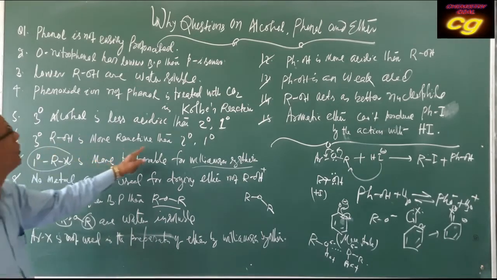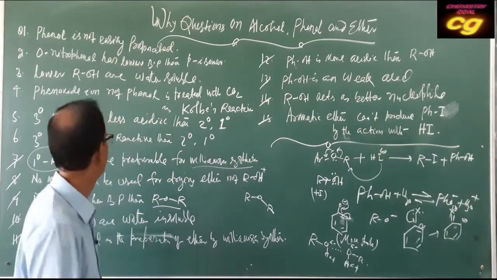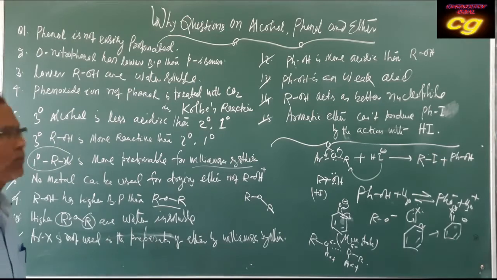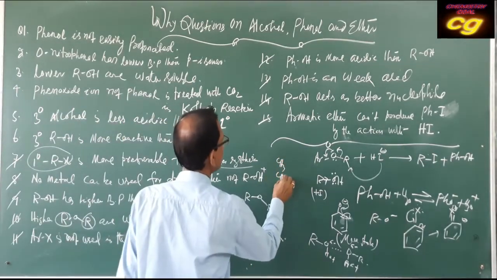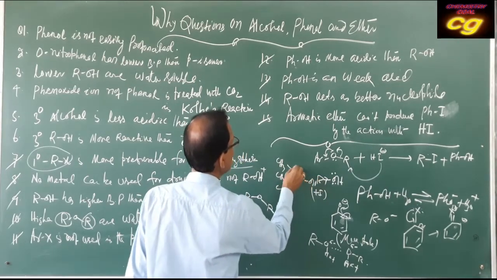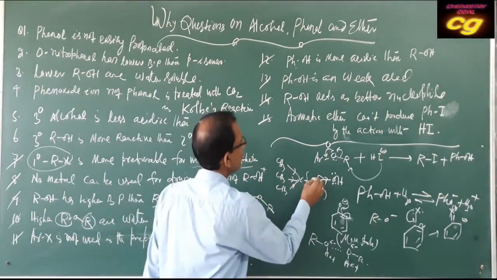Tertiary alcohol is more reactive than secondary alcohol because, first, tertiary alcohol has more cross effect. If you see the structure of tertiary alcohol, as it has more cross effect, the C-O bond is more polar.